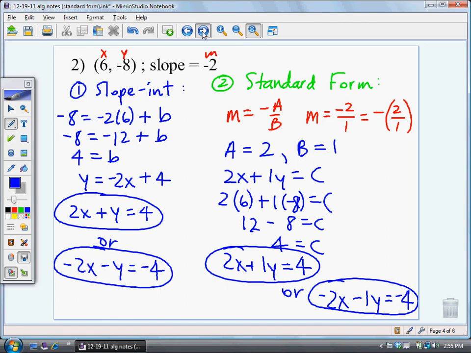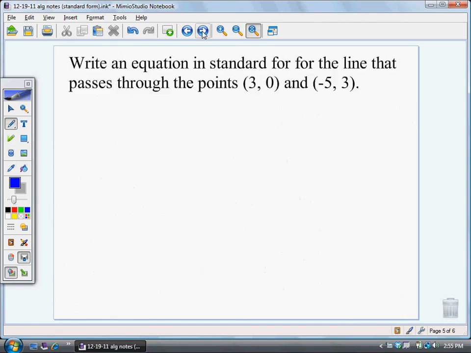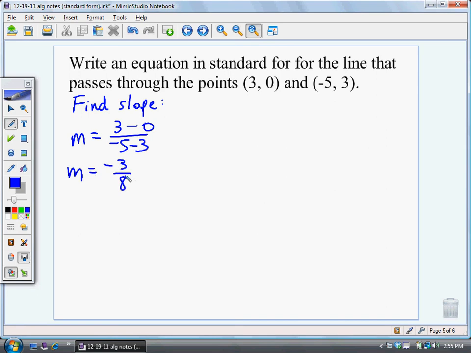I have one more example, and in this one, I have two ordered pairs. So the first thing you got to do is find the slope. Okay, once I find the slope, which in this is going to be 3 minus 0 over negative 5 minus 3, the slope is negative 3/8. Okay, from here, I'll do it two different ways. I'll do slope-intercept, and on the next page, I'll do it using standard form.